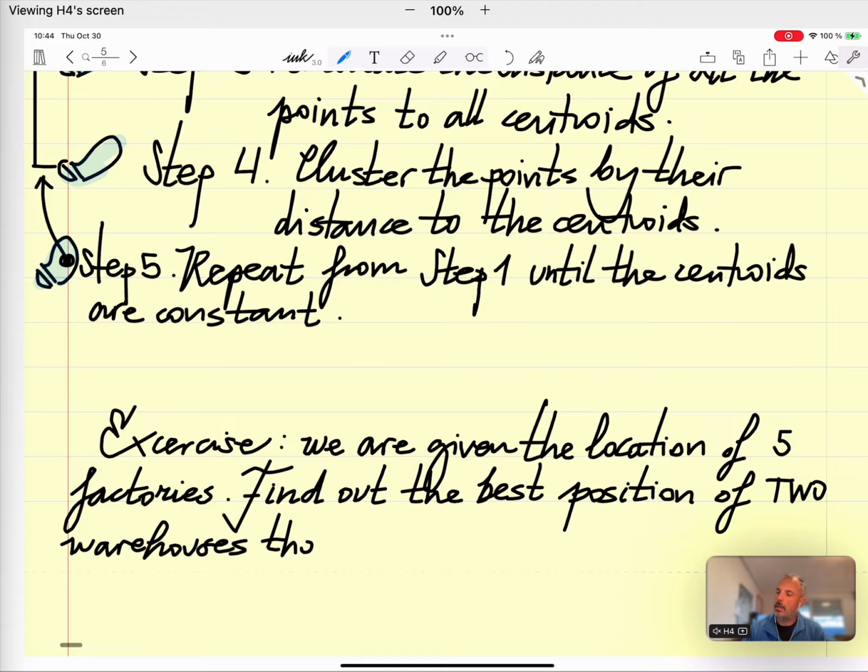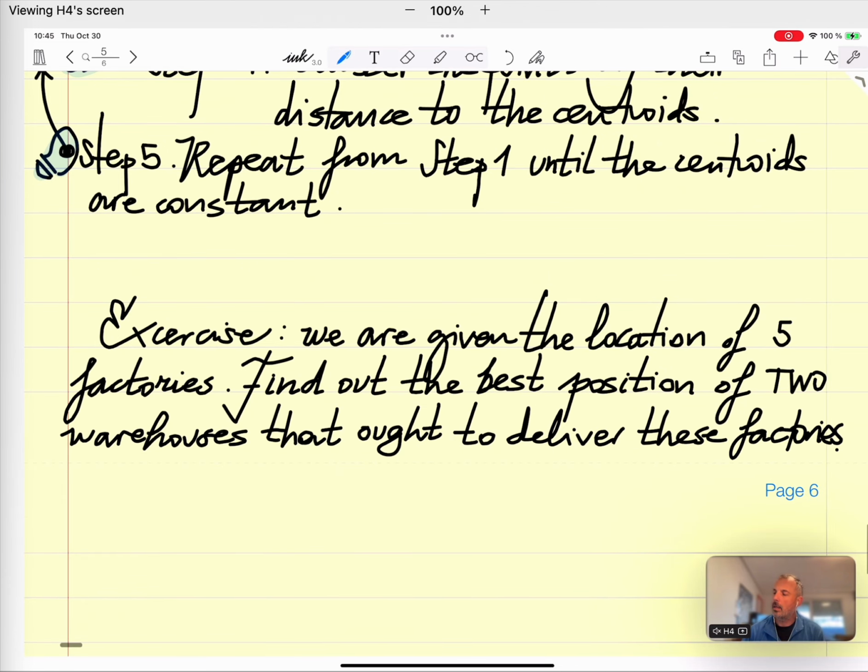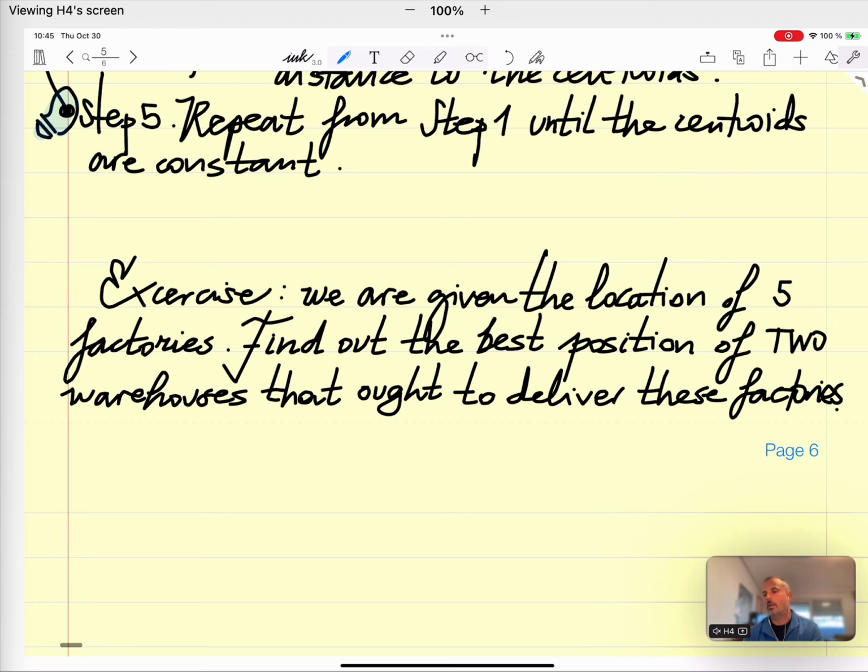that ought to deliver these factories. Okay? So the position of the factories, of course, we want the warehouses to be as close as possible so that we have minimum transport, okay?